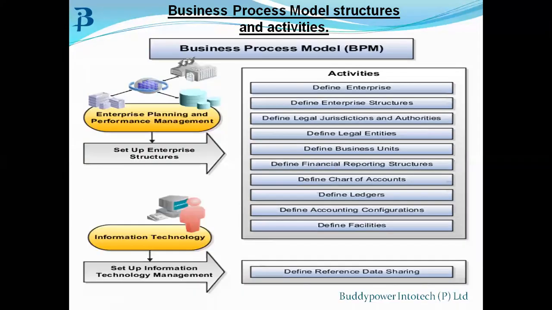So this is the business process model, structure and activities. Basically, BPM is business process management, which is the workflow engine in Oracle Fusion, which helps to drive the approval management in Oracle Cloud. It is basically a complete set of tools for creating, executing, and optimizing business processes. Now see, this is the BPM work list.